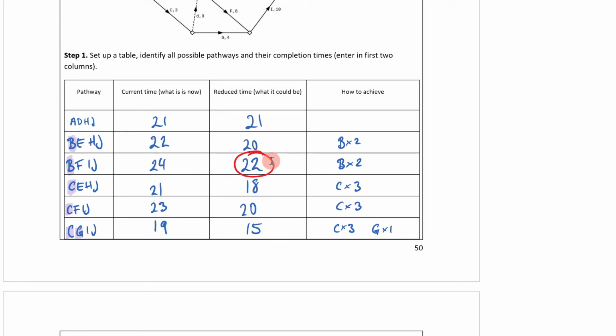So this is where I want you to pause for a minute and think about the consequences of saying, all right, this is my new minimum completion time. Does that simply mean I reduce B by 2, or is there more going on here? So I want you to pause for a second and have a think. I don't want you to rush it. Hit pause, have a think.